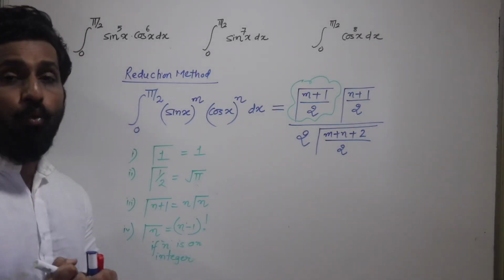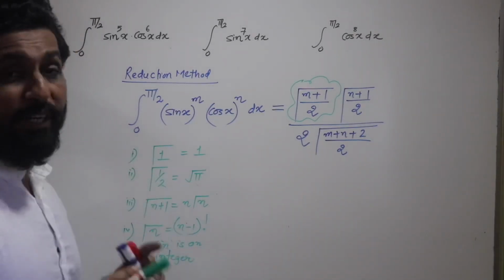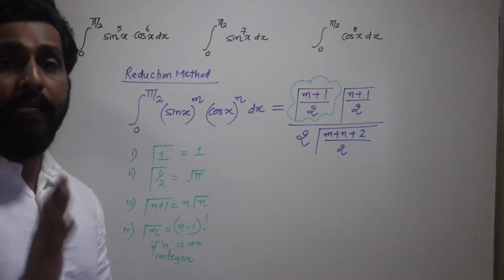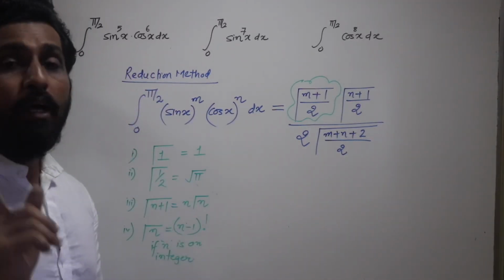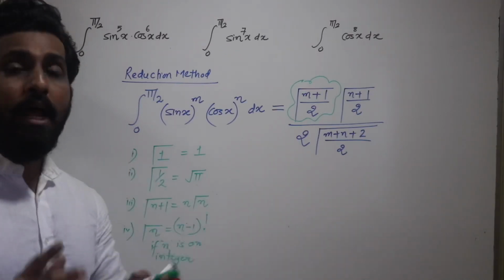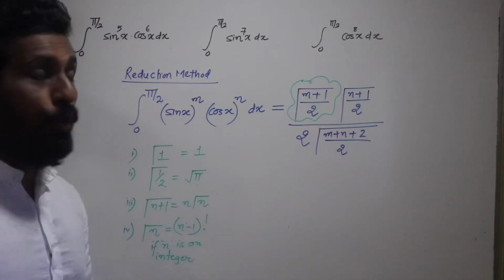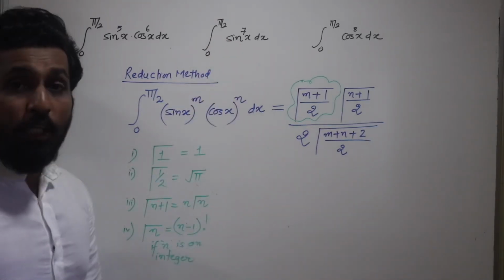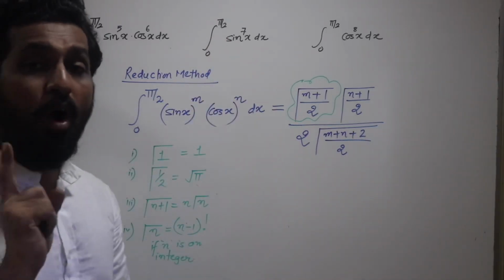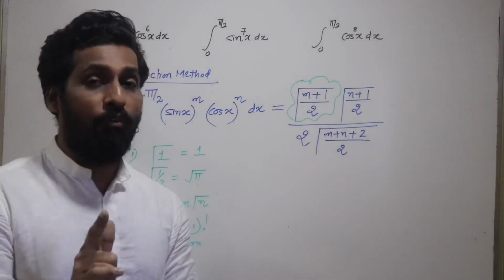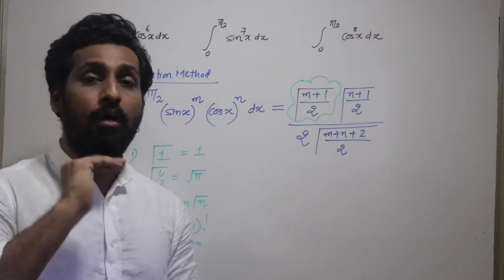So student, this is what you need to know: the reduction method, or the reduction formula, to solve such types of questions where you have integral limits as 0 to pi by 2, there is a term of sin x with some power and a term of cos x with some other power. The powers can be the same also, and one of the terms can be missing also, that does not matter, but a term of sine and a term of cos should be present and the limits of the integral have to be from 0 to pi by 2.